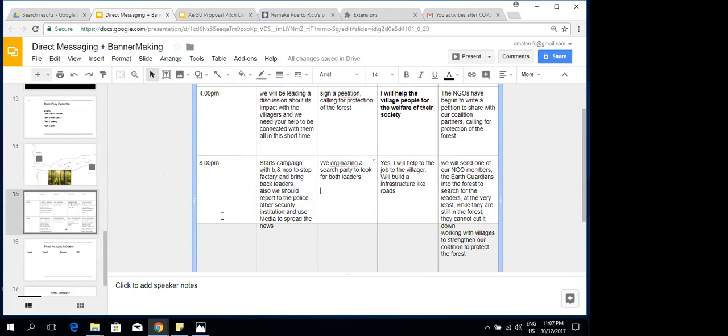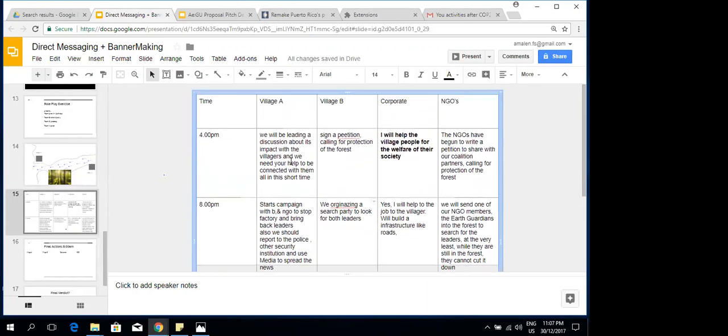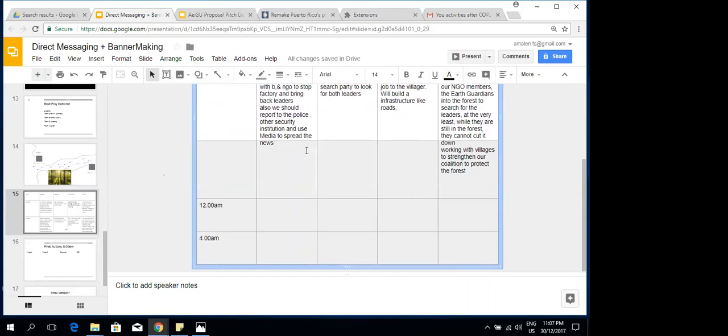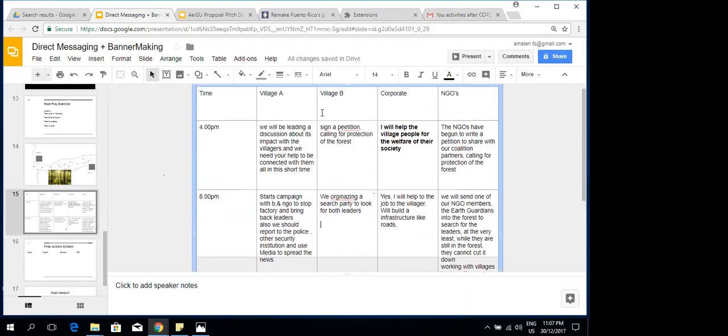All right. So as of 8 p.m., Village A has started the campaign. They were discussing before, and now they are starting the campaign with Village B and the NGO to stop the factory and bring back the leaders. Okay, so they don't want the factories to be built. They don't want the forest to be cut down. And reporters, the police and other security institutions, it's just the police, my friend.